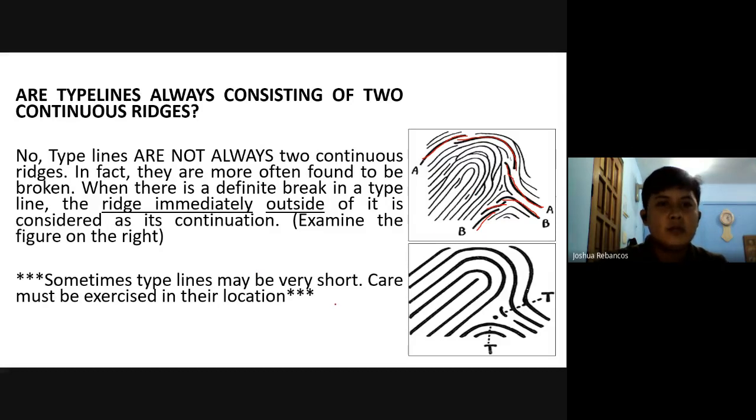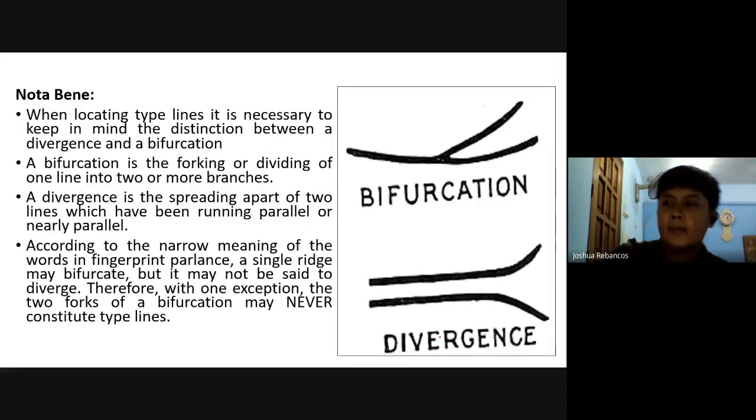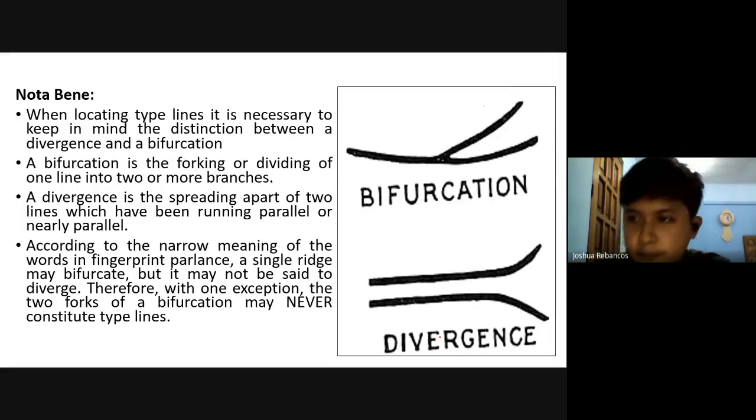Sometimes type lines may be very short. Care must be exercised in their location. So, kailangan careful tayo sa pag-interpret, ay pag-determine kasi baka magkamali tayo. Okay, note, when locating type lines, it is necessary to keep in mind the distinction between a divergence and a bifurcation.